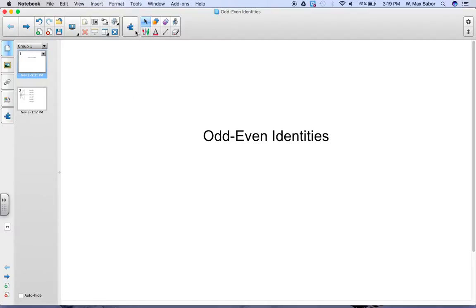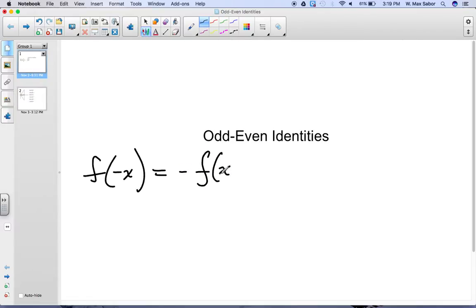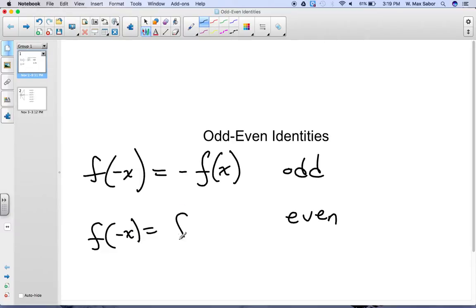Today we're going to talk about odd-even identities. As a reminder, odd functions are ones where f of negative x is the same thing as negative f of x. So that's odd, and even is when f of negative x equals f of x. So we're going to look at that in terms of trig functions. What happens to a trig function when instead of theta we plug in negative theta?